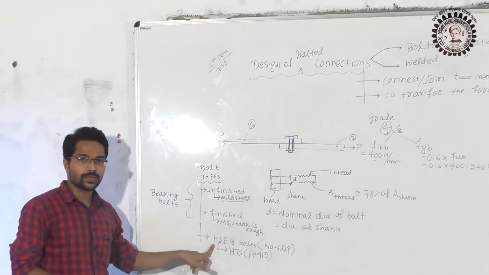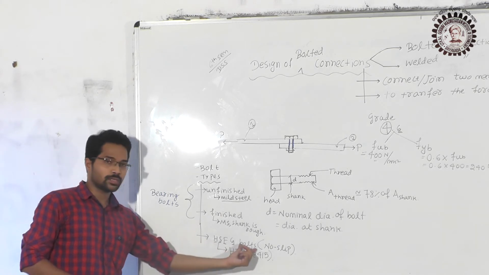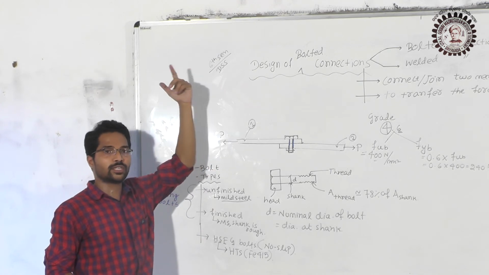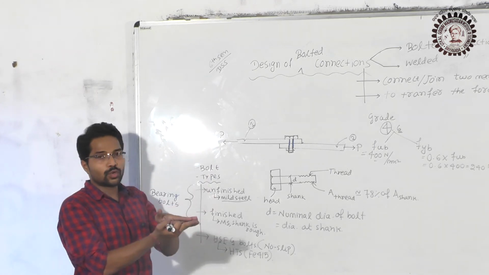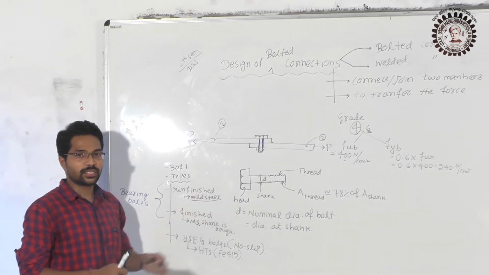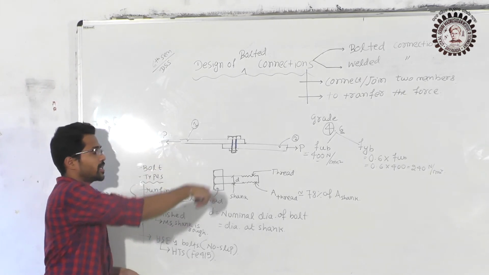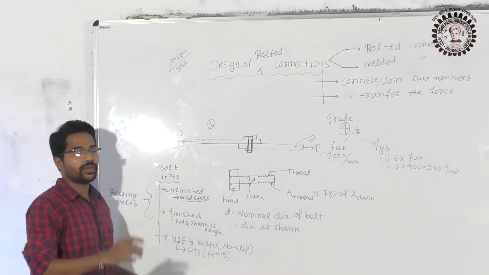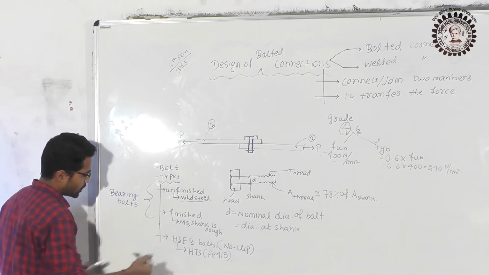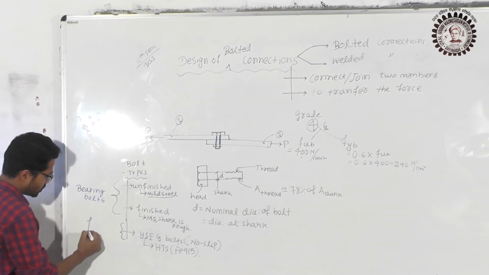Third one is HSFG bolt. As I have already told, in these bolts they are tightened up to 80% of the proof load. That means there is no slip between the two plates. That means there will be 100% friction. So all the load, that is P, will be transferred through friction, only friction. That's why this HSFG bolt is called friction bolt.